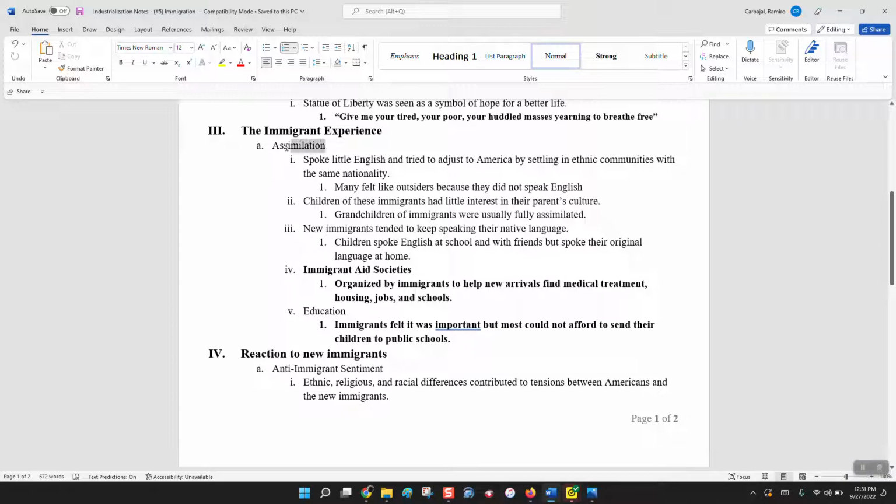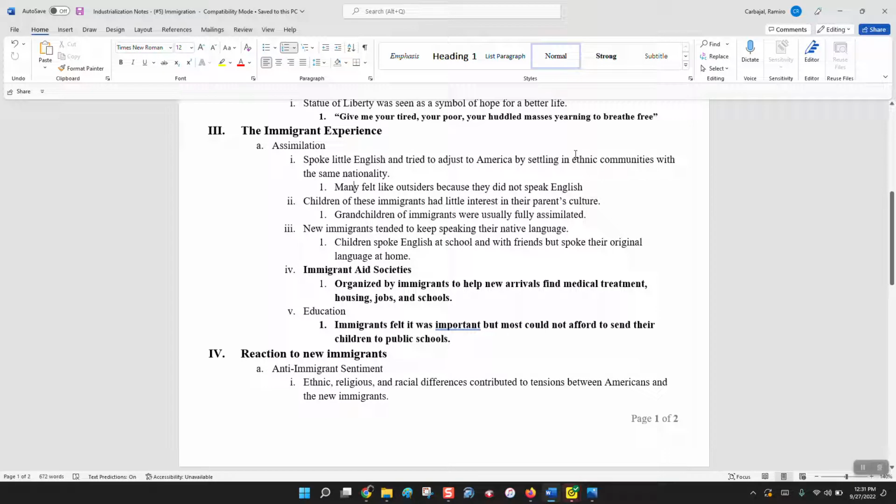First thing that they had to try to do, one way or another, one form or another, is to assimilate, or assimilation, the process of assimilation. What this basically means is you try to blend in and become more of the area where you came to. So that means that they try to be more American. The problem is these immigrants spoke very little English, and it was hard for them to adjust to America.